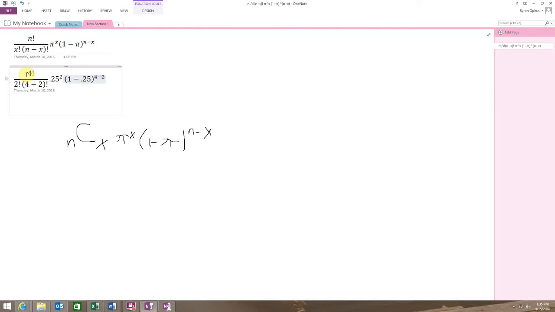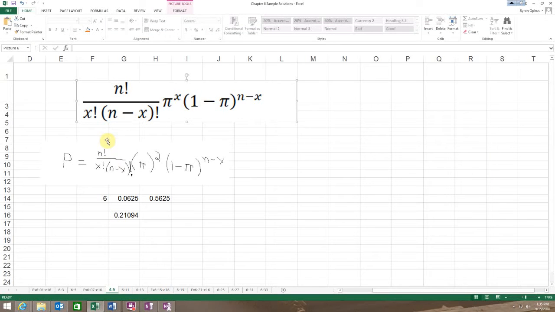Okay, so now I've written it all out, and I can do 4 factorial, 4 times 3 times 2 times 1. That's 24 divided by 2 factorial, which is 2, times 4 minus 2 factorial, so that's 2 factorial, so I get 2 times 2, so I get 24 divided by 4 is equal to 6. 0.25 squared is 0.0625, I think that's right. But let's go back over then and simply do it like this.